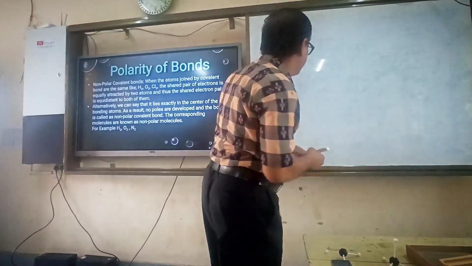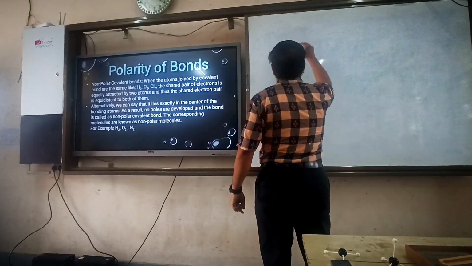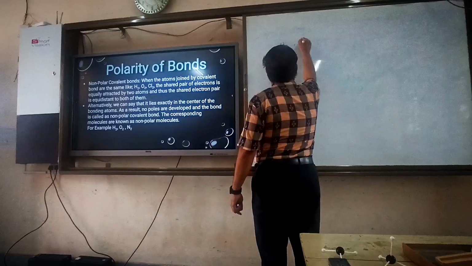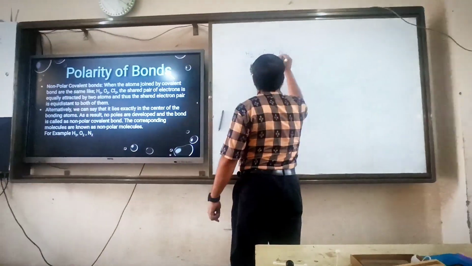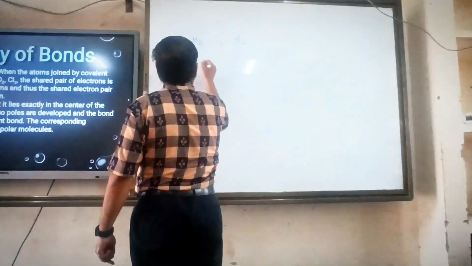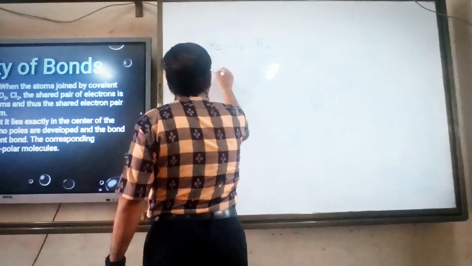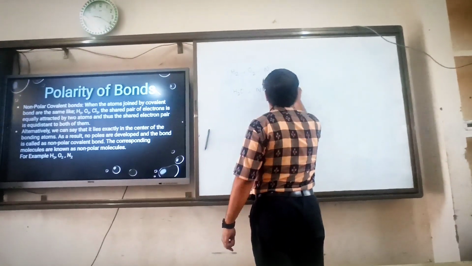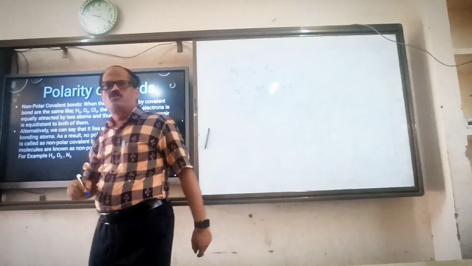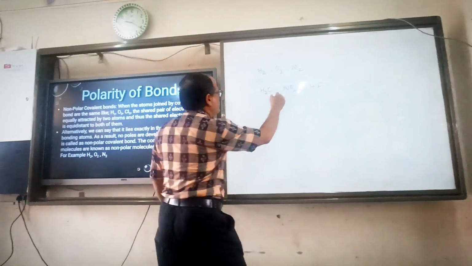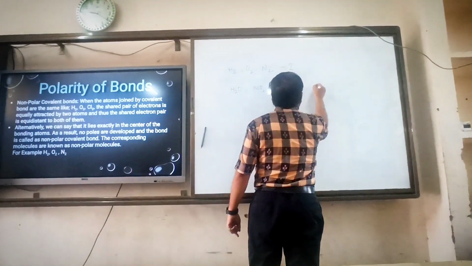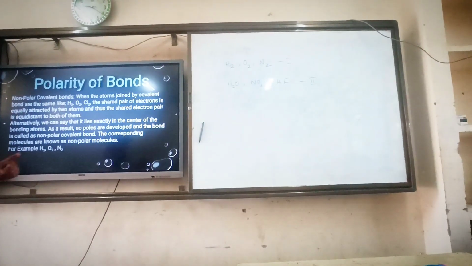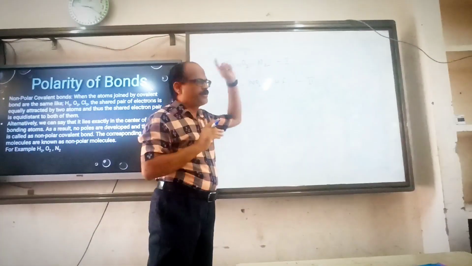Suppose I am writing now H2, O2, N2, one set. Then another set I am writing. Let it be H2O, NO2, or let it be HN. So these two sets. This is one set. This is second set. Are you getting? Okay. What is the similarity in first set?